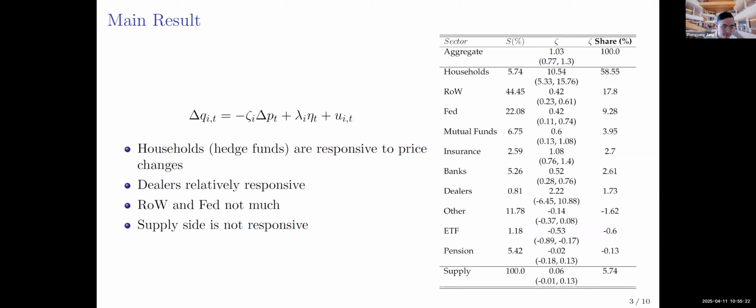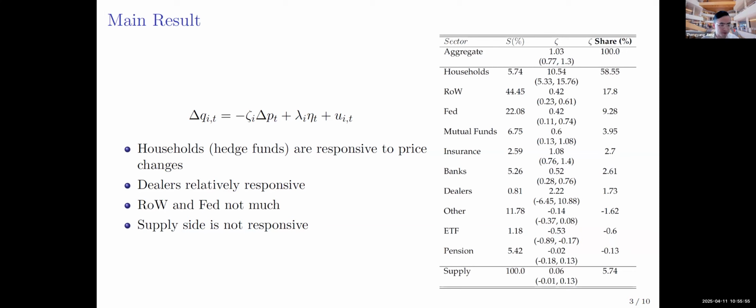One of the key findings in the paper is that the elasticities with which investors adjust their portfolios as a function of treasury price seem to be quite different. Households, which I think are largely hedge funds in this data, are largely responsive to price changes. Dealers are quite responsive, but in this sample, which is very interesting, the rest of the world and the Fed are not much. And the supply side, the Treasury, is not very responsive, as we understand. Much of the supply decision is done by the Congress.